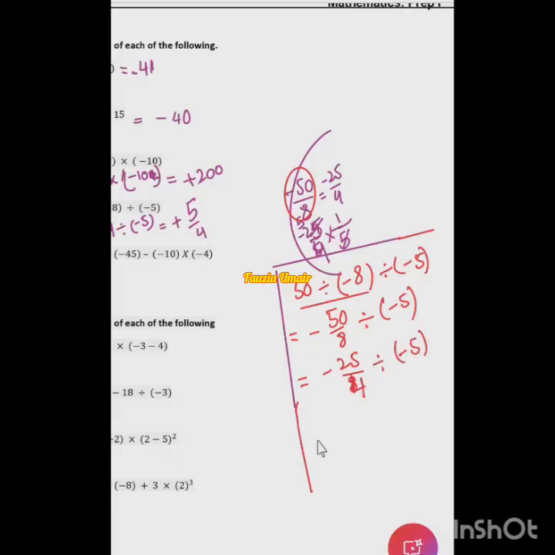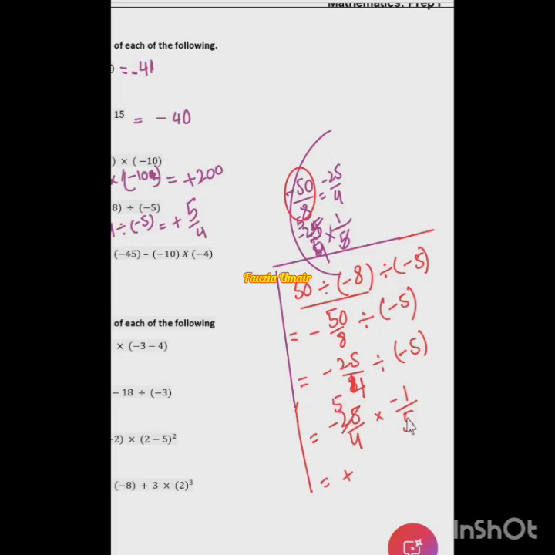So now what to do? Now this division sign will be changed into a multiplication sign. So -25 by 4 multiplied with minus 1 by 5. Both are negative, like integers are multiplied. What would be the sign of the answer? Ma'am, plus. So now this 25 and 5 can be cancelled because 25 is in the numerator, 5 is in the denominator, and there is a multiplication. So we can cancel it.